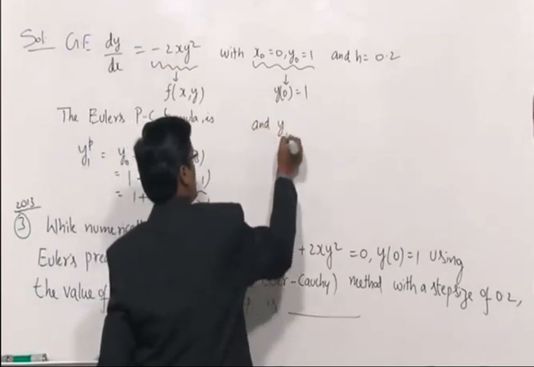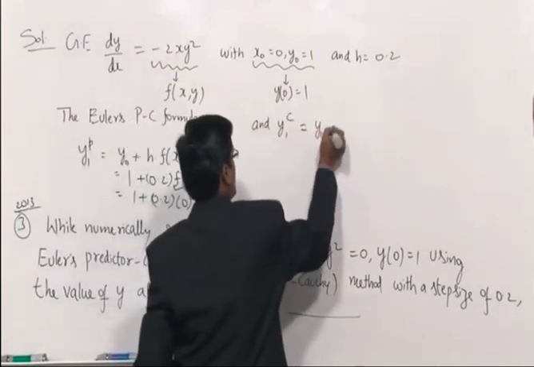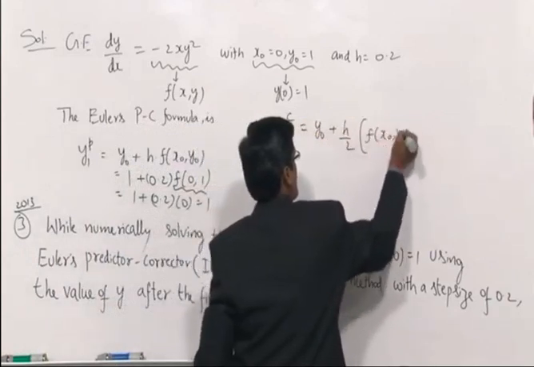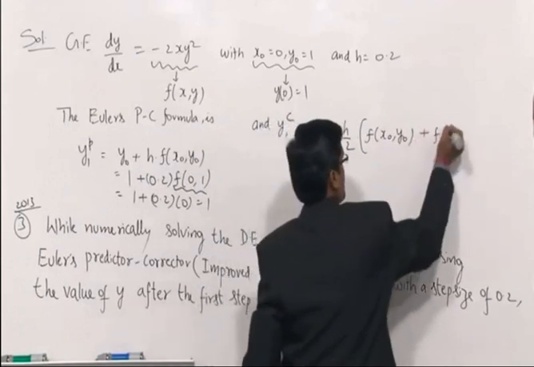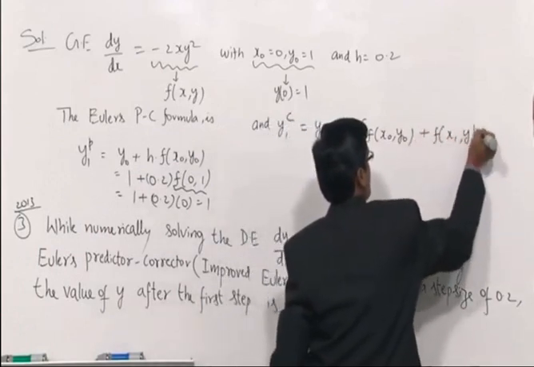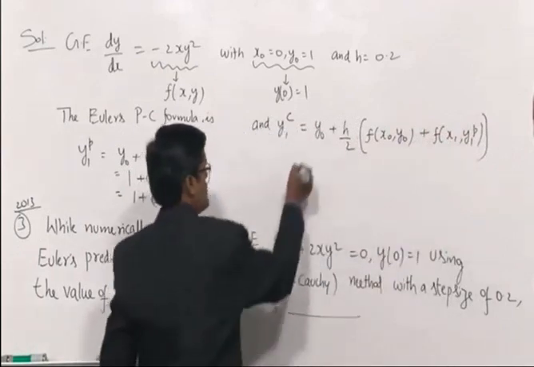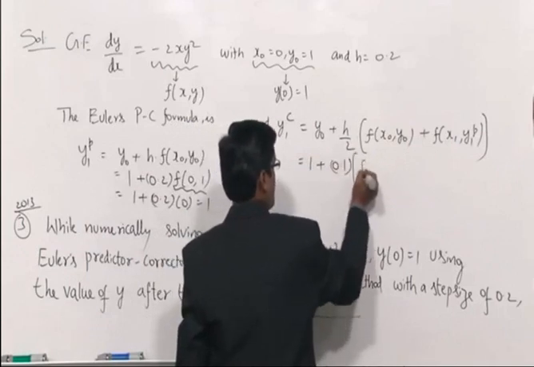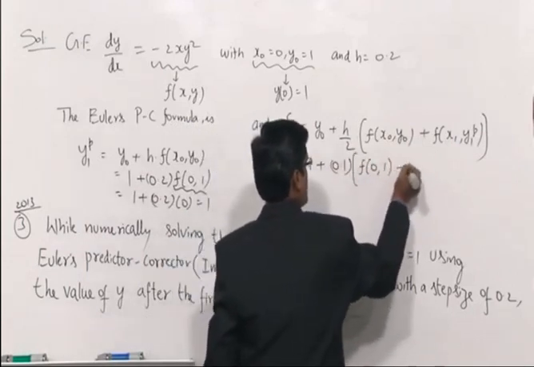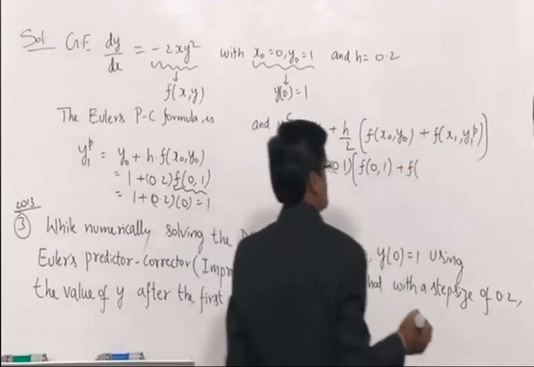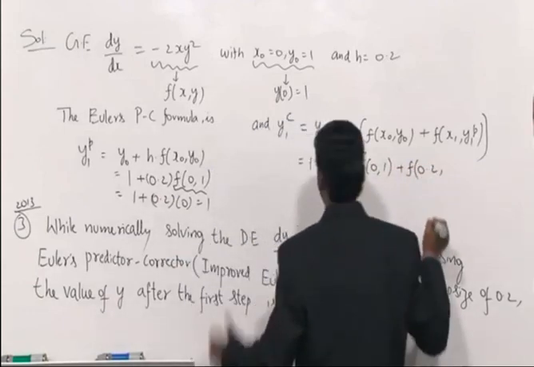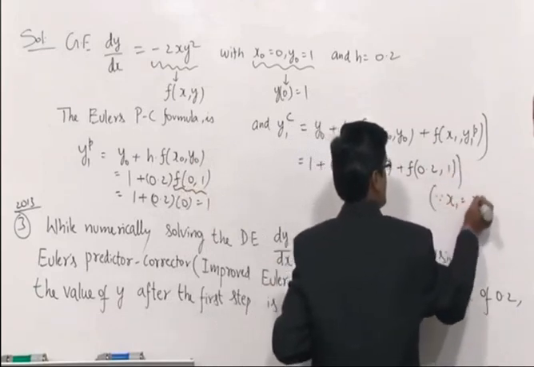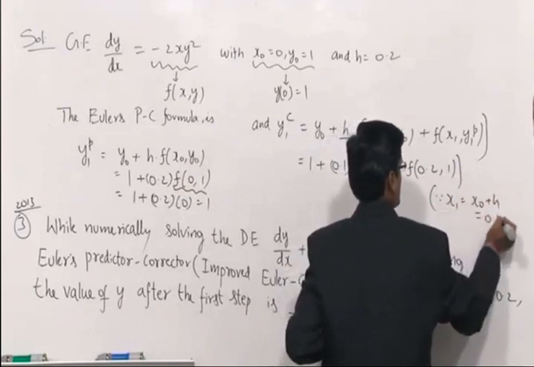And modified value of y1, that is y1c, is equal to y0 plus h by 2 times f of x0 comma y0 plus f of x1 comma y1 predictor. What is y0? 1. What is h? 0.2 by 2 simplifies 0.1 times f of x0 0, y0 value 1. F of x1 formula is x0 plus h, so this becomes 0.2, y1p we got 1. Since x1 is equal to x0 plus h is equal to 0.1.